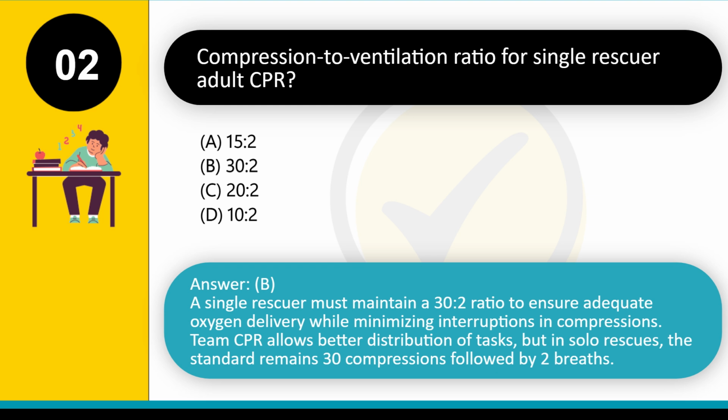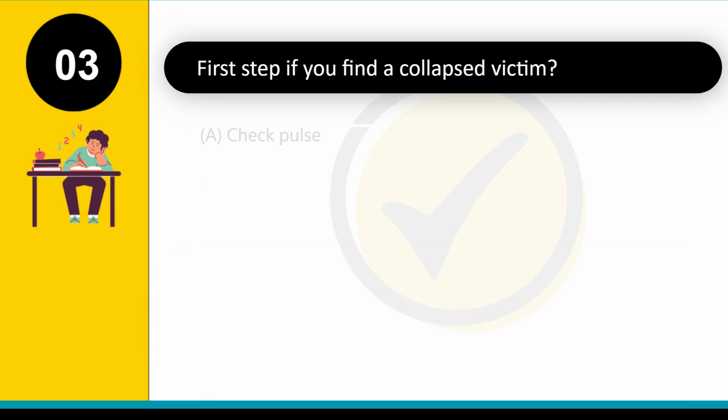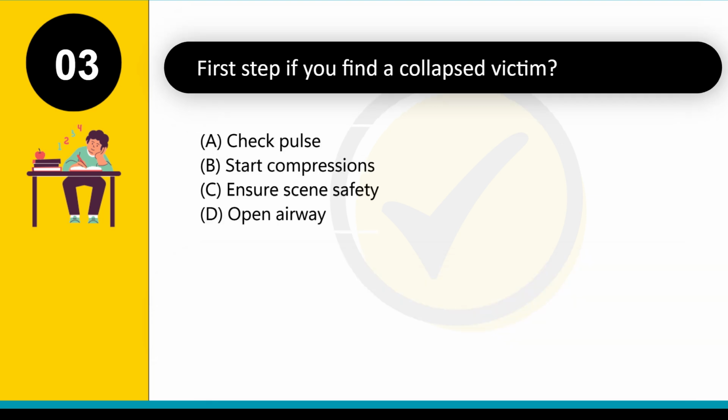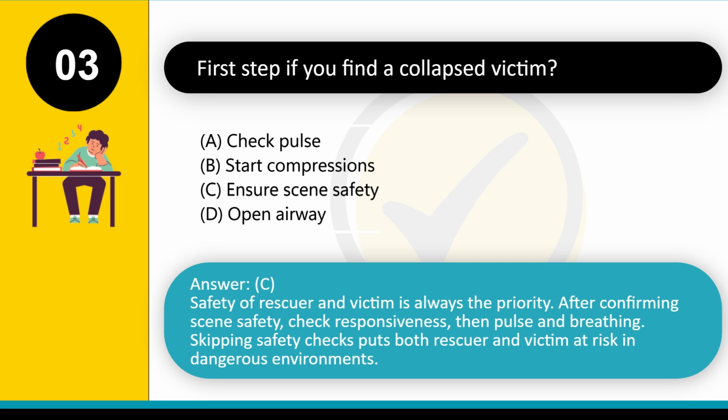Team CPR allows better distribution of tasks, but in solo rescues, the standard remains 30 compressions followed by 2 breaths. First step if you find a collapsed victim? A. Check pulse. B. Start compressions. C. Ensure scene safety. D. Open airway. Answer, C. Safety of rescuer and victim is always the priority.